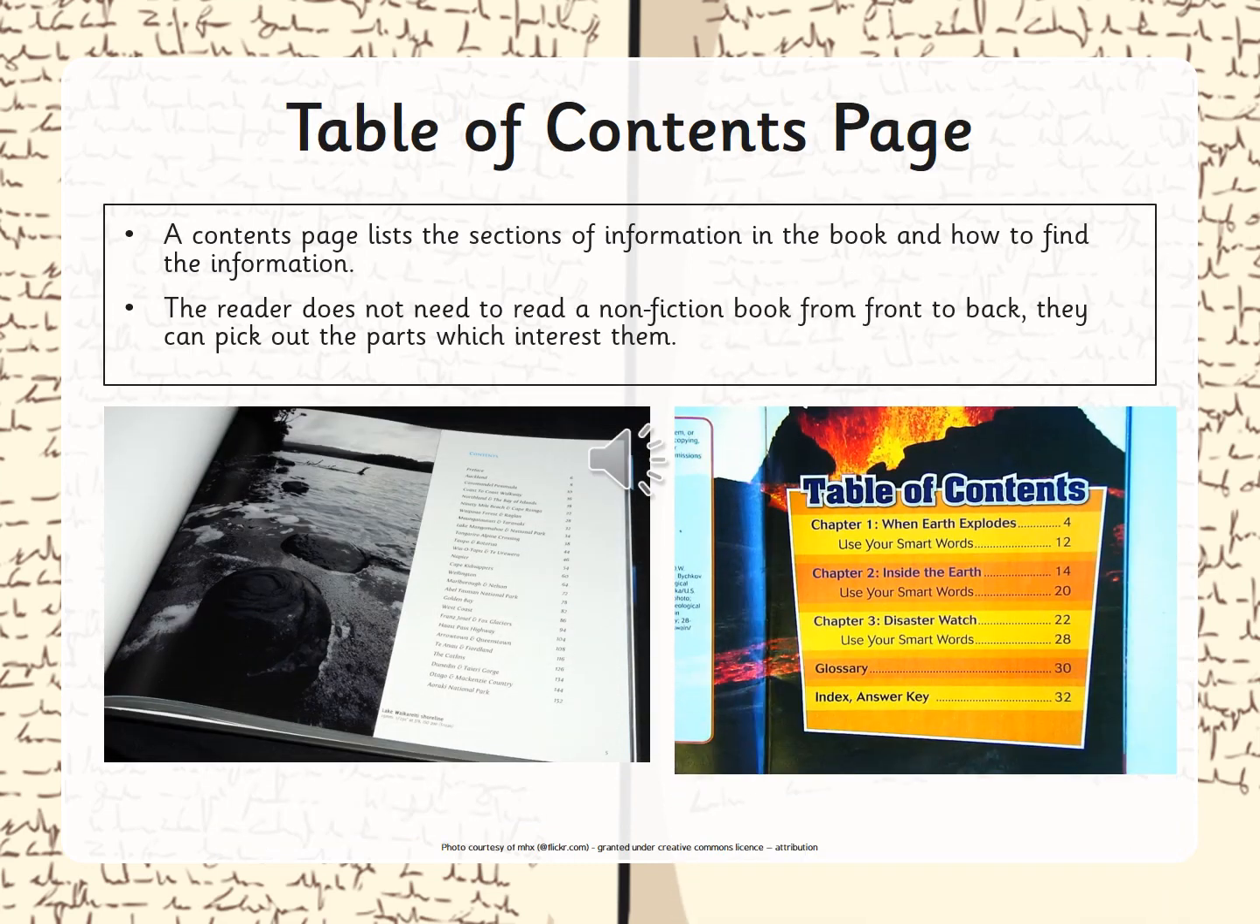The table of contents page in a non-fiction book lists the sections of information in the book and how to find the information. The reader does not need to read a non-fiction book from front to back. They can pick out the parts which interest them. So you can see at the bottom, table of contents, you can see at the right side there's a number. That is the page number wherein you can find the certain topic or the certain chapter of the book.